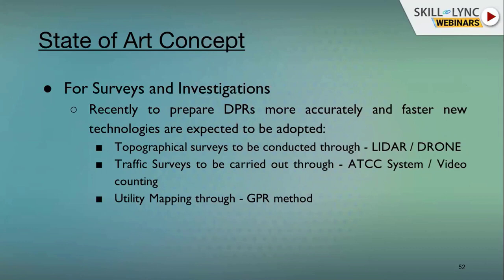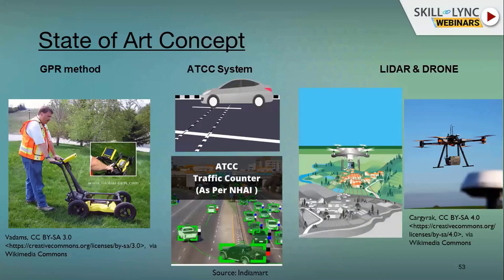For topographical survey, we are using LiDAR and drone, all satellite-based laser type systems. Then for traffic, we are using ATCC, the automatic traffic counter system, with video counting. For utility mapping, we are using the GPR method, that is ground penetrating radar. These are now built into the consultancy terms. This left one is the GPR. This is the machine with which we can find out where the underground utility is located.